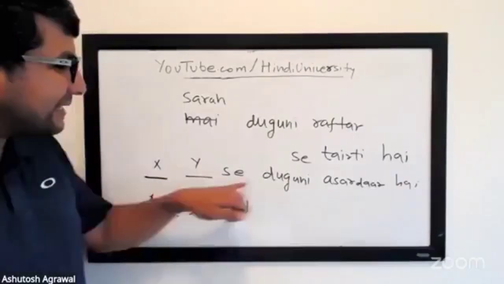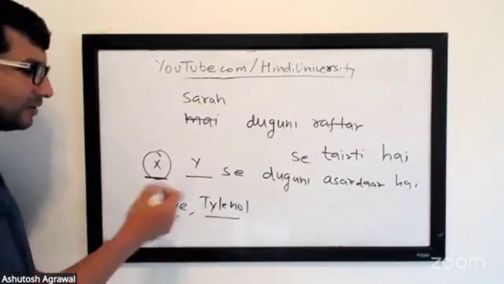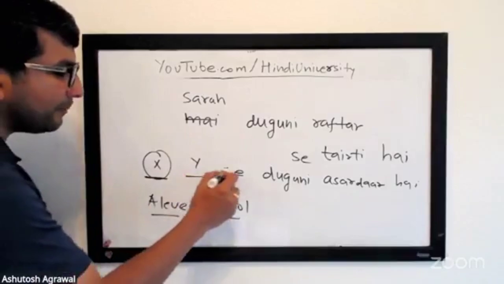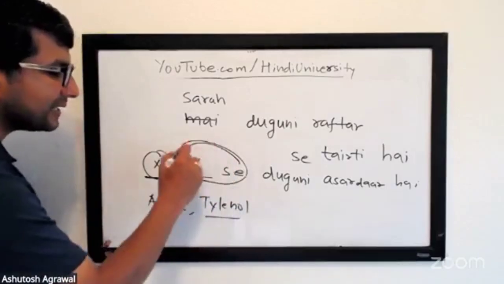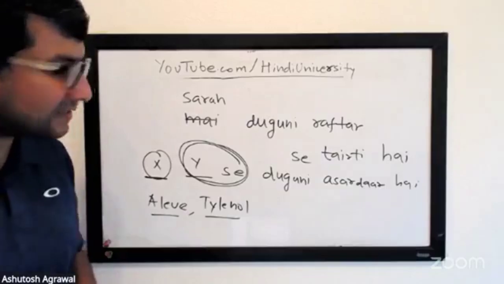So x y से दुगुनी असरदार है. So this is the one which is superior or, you know, inferior. Right? Are you comparing against to y से? Whatever is compared against, x y से दुगुनी असरदार है.